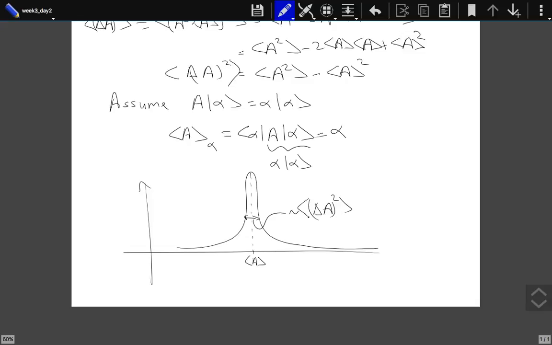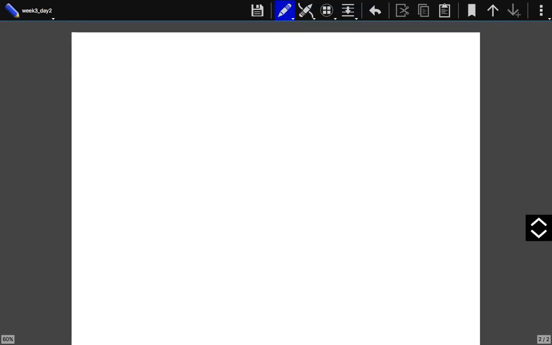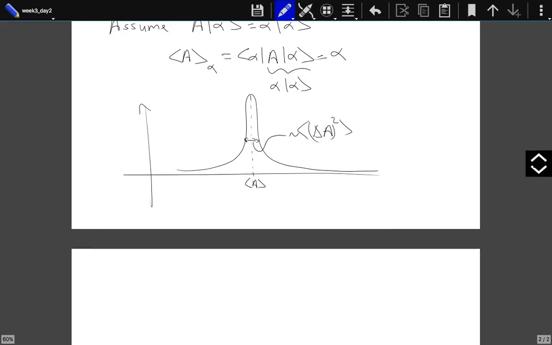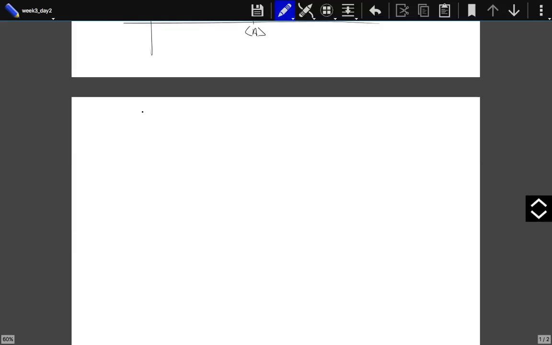Now let's go back to an eigenstate of A. So we have this observable A. We can talk about states that have a definite value of this observable A. Those are the eigenkets. We had just seen that the average of A in this state alpha is just alpha.